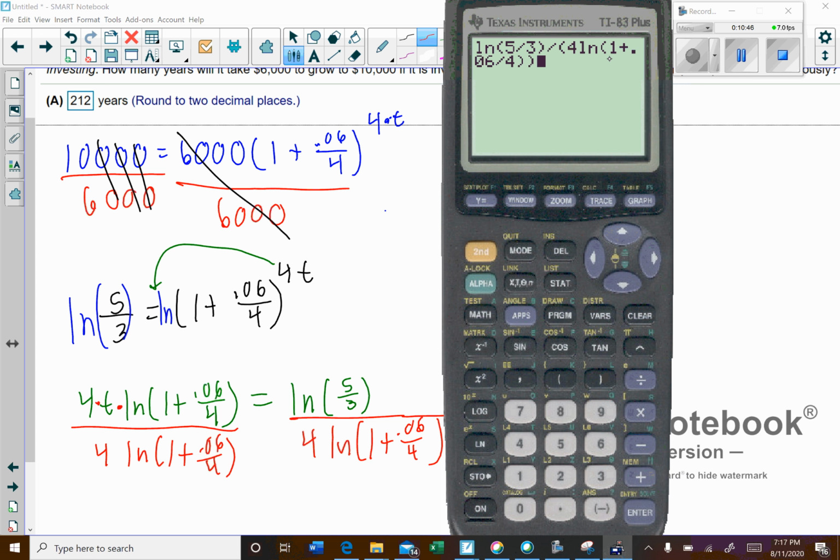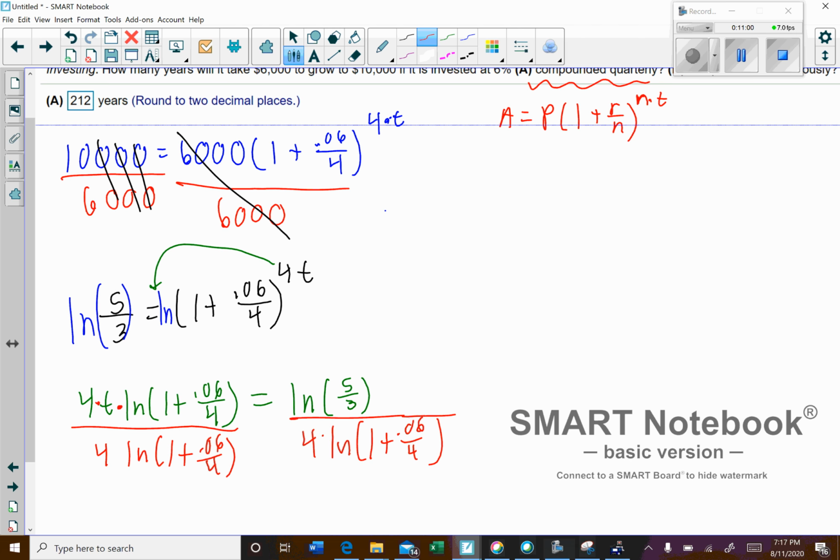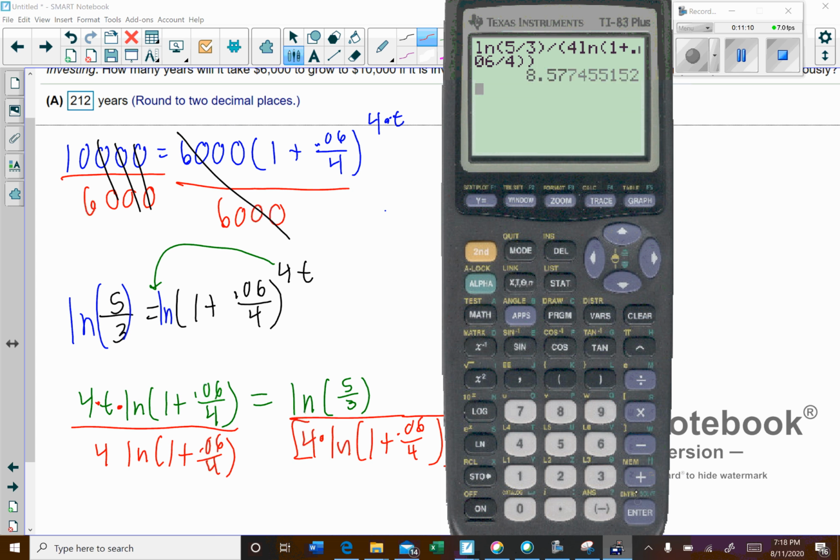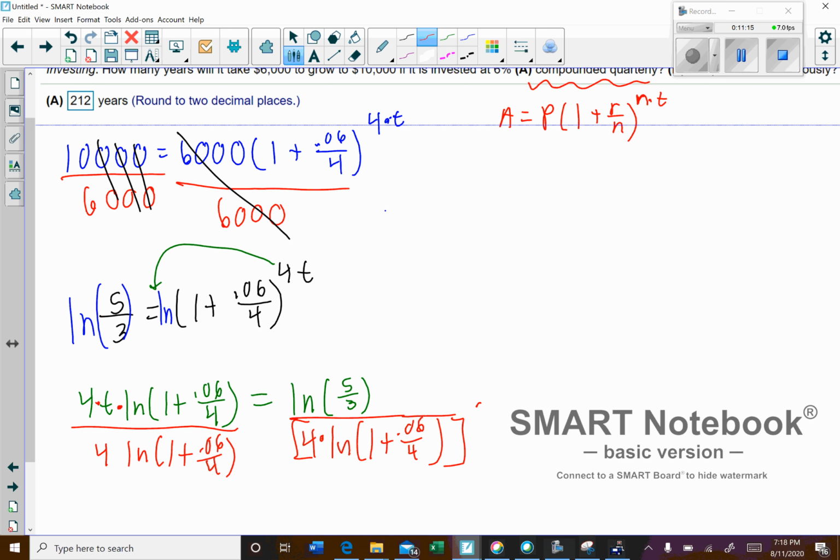A parentheses opens up automatically when I do my natural log, and so I want to have the 1 plus 0.06 divided by 4 in there. But I also put parentheses around the 4 times the natural log because I want to make sure it's getting divided by the whole thing right here. If I don't do that, that'll make a huge difference in my answer. So here we go. I'm getting 8.58 when I round to 2 decimal places. So 8.58 is what we're looking at right there.